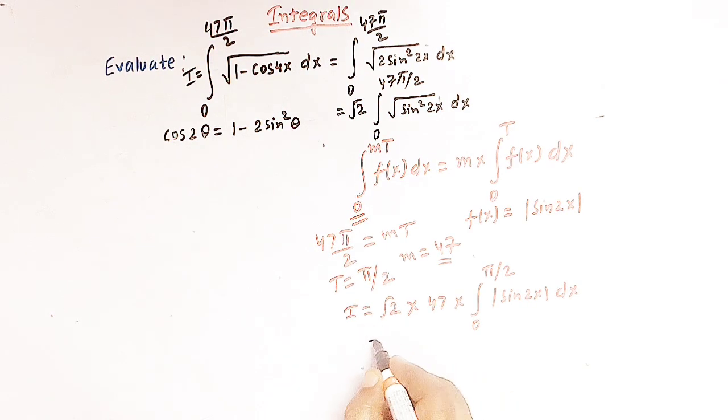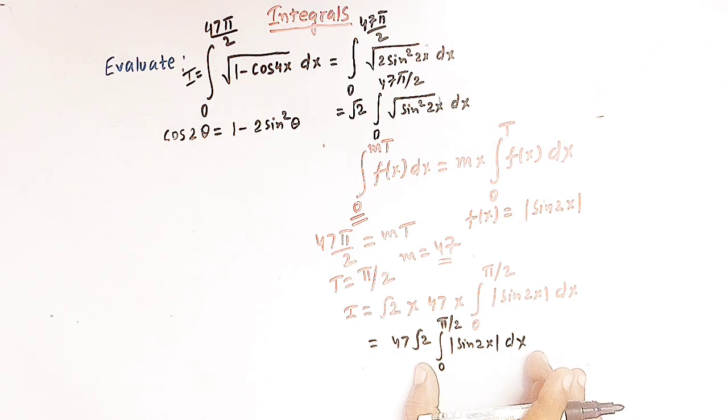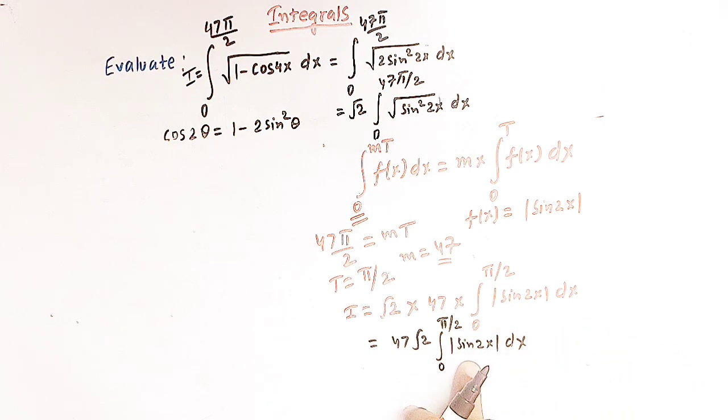So now the value of I is 47 root 2, and here we have 0 to pi by 2, mod sine 2x dx. So now we have to find the value of this integral, right? Here the limits of integration vary from 0 to pi by 2, and we have mod of sine 2x. Let us see the concept of sign convention of trigonometric functions in 4 quadrants, because the sign convention helps us to evaluate this integral.